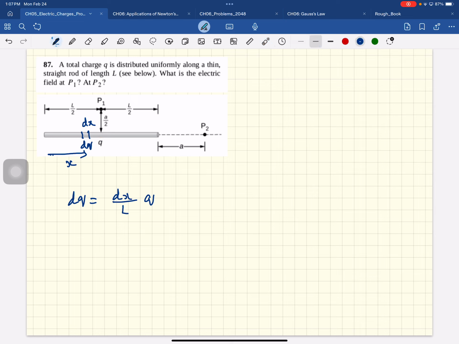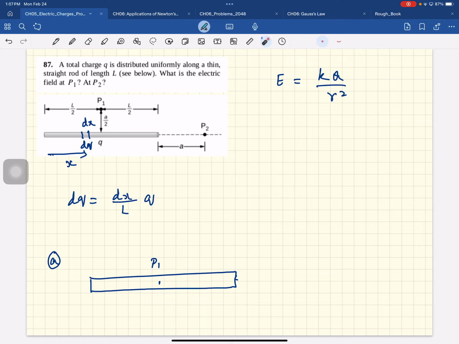So the formula for the electric field is KQ divided by R squared. That's the magnitude of the electric field, given by that equation. What do you think is the electric field at that point, at the center? What would your guess be?